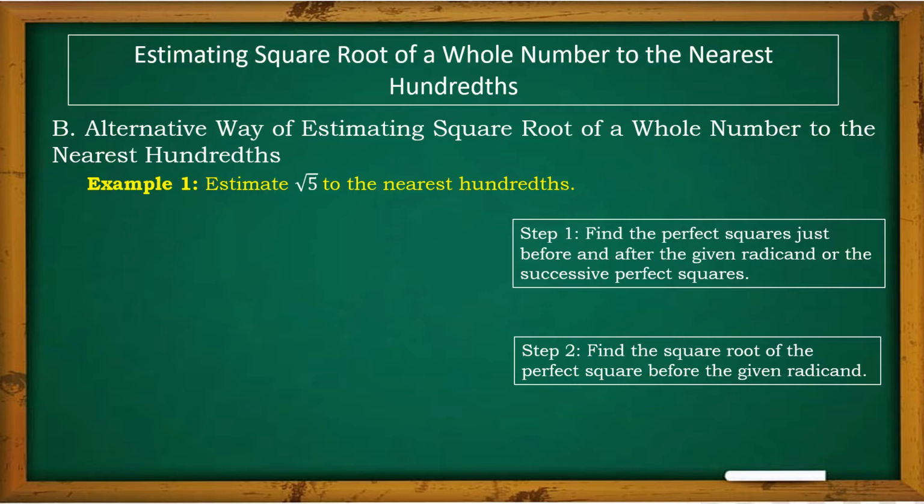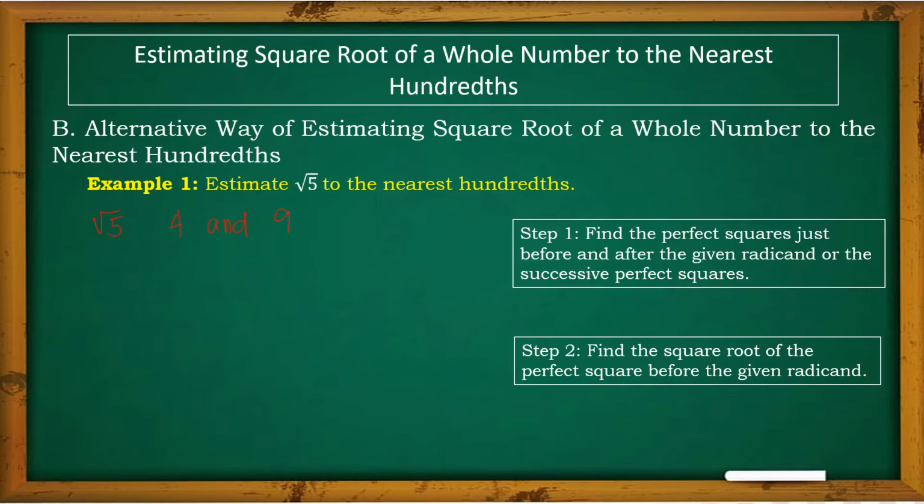Step 1, basahin natin. Step 1, find the perfect squares just before and after the given radicand, or the successive perfect squares. Anong dalawang perfect squares siya nakapagitan? So, that is square root of 5. Malapit siya kay... between 4 and 9. Yan yung dalawang successive perfect square kung saan siya malapit o nakapagitan o nakapagitna.